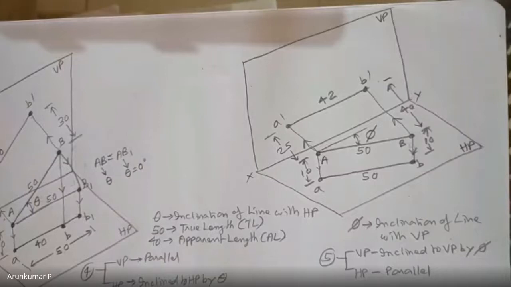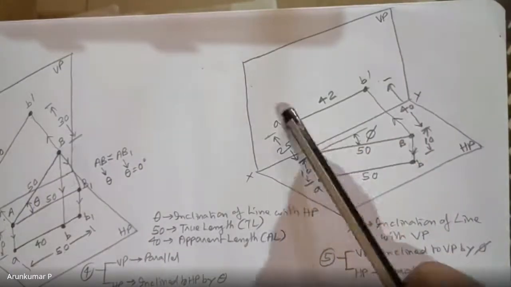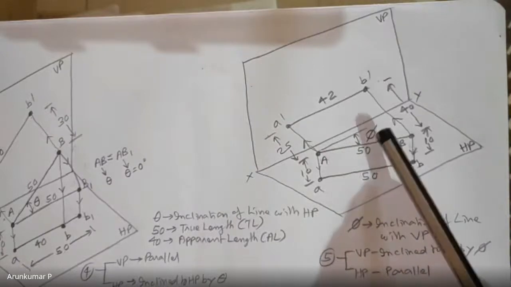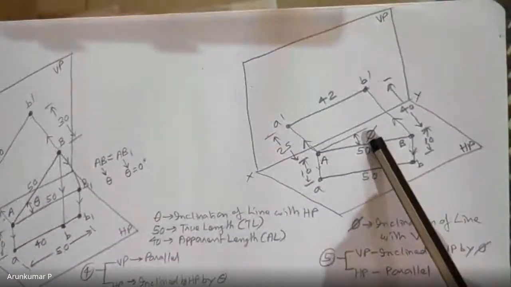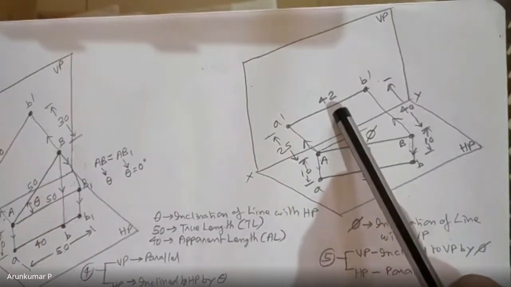It is happening because the line AB is not parallel to VP. It is at an angle phi. It is inclined at an angle of phi to VP. That is why you are getting a lesser length in the front view. You are not getting the true length.